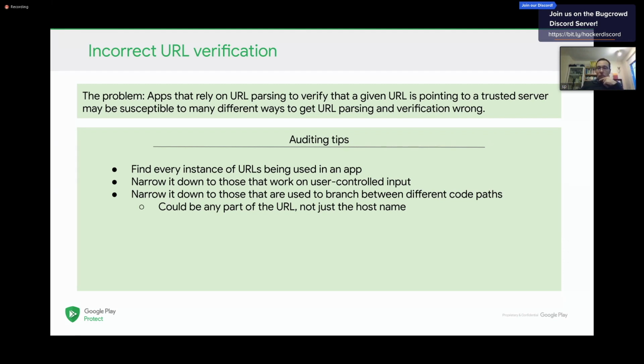We see all kinds of URL verification mistakes, not just the host name. Can be anything. You can maybe bypass by the typical combo that we see in attacks, not just on Android, but also on the web, where you inject a fake user password, or you inject a question mark that was not expected, and so on.